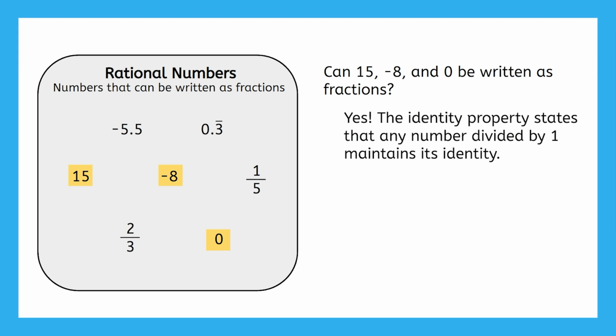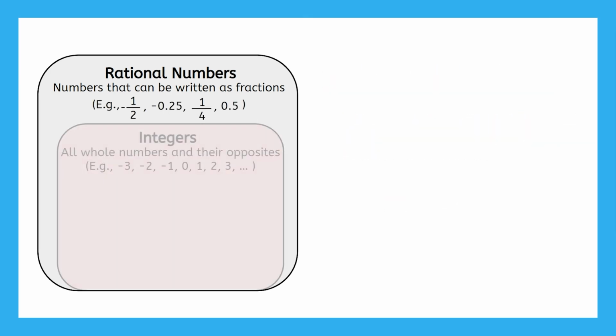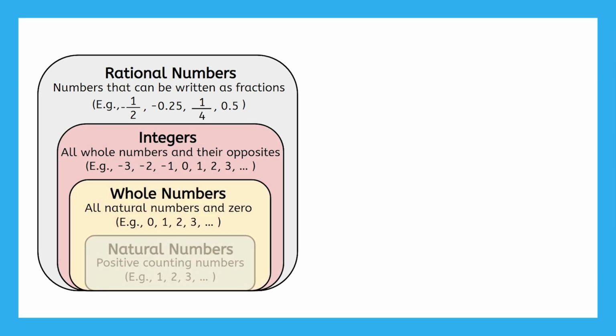Yes. The identity property states that any number divided by 1 maintains its identity. Integers can be written as fractions over 1. That means integers are also considered rational numbers. Whole numbers and natural numbers must also be rational numbers since they're types of integers.